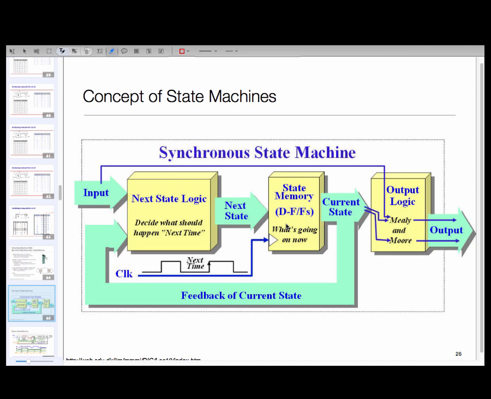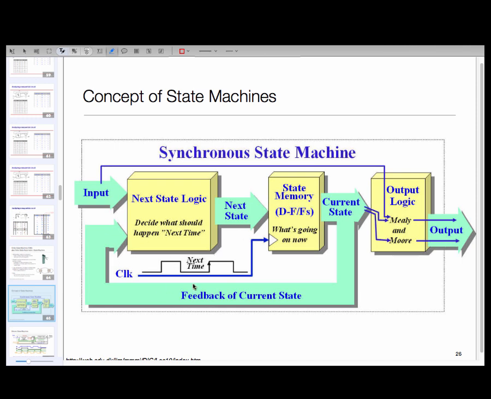Question: is it only Mealy if the output changes when the input changes in between clocks? If it is Mealy, if the output depends upon the input, I can draw a path from the input to the output without going through a flip-flop. That's the main point. Just because I can draw that path does not necessarily mean that my output will change, because I may have some logic out here which always suppresses everything. But the idea is, it is Mealy if I can draw a path from input to the output without going through any flip-flop.